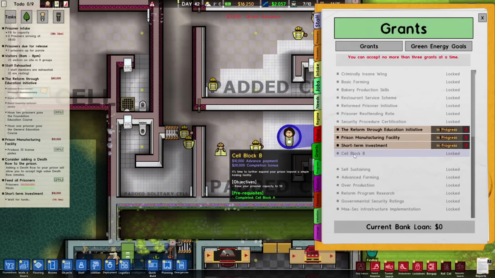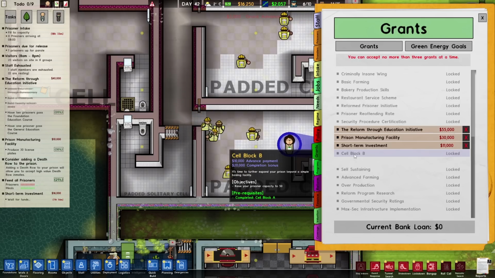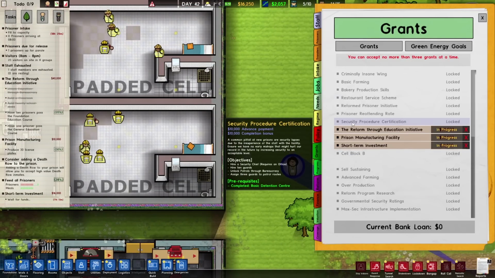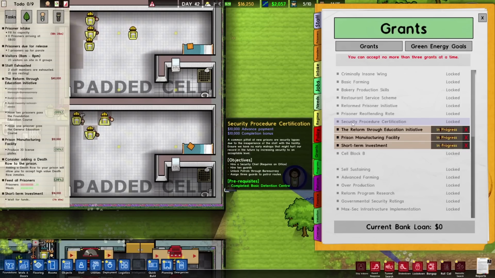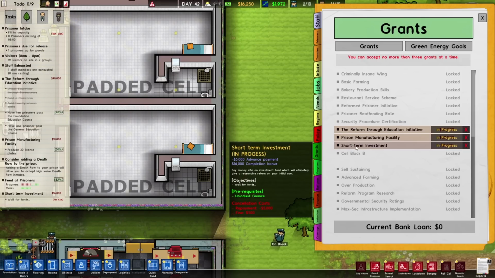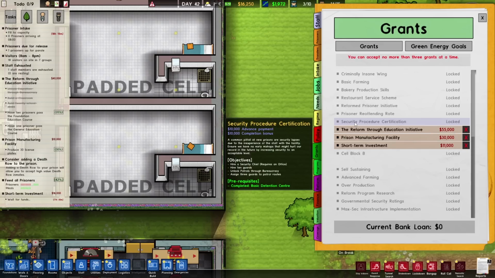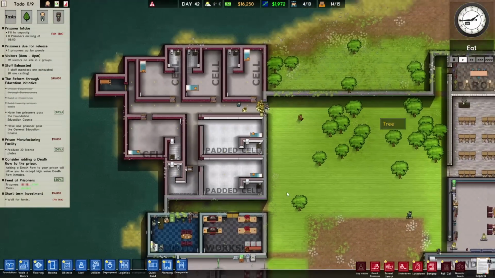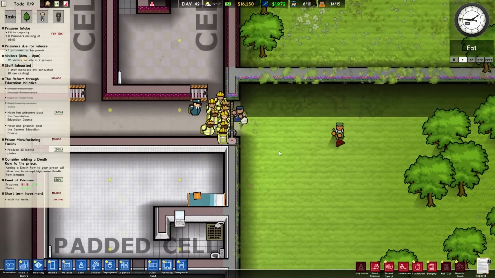What's cell block B? So get prisoner capacity up to 50. Goodness. Okay, I don't know if we'll ever get to that point, but okay, we'll certainly give it a try. Security procedure certification. 10 grand up front, 10 grand completion. I think we can probably complete that. When the short-term investment is done, we can do that. All we need to do is assign 3 guards to patrol routes, which I think we should be able to do with relative ease, he says, not overly confidently, but we'll give it a go.